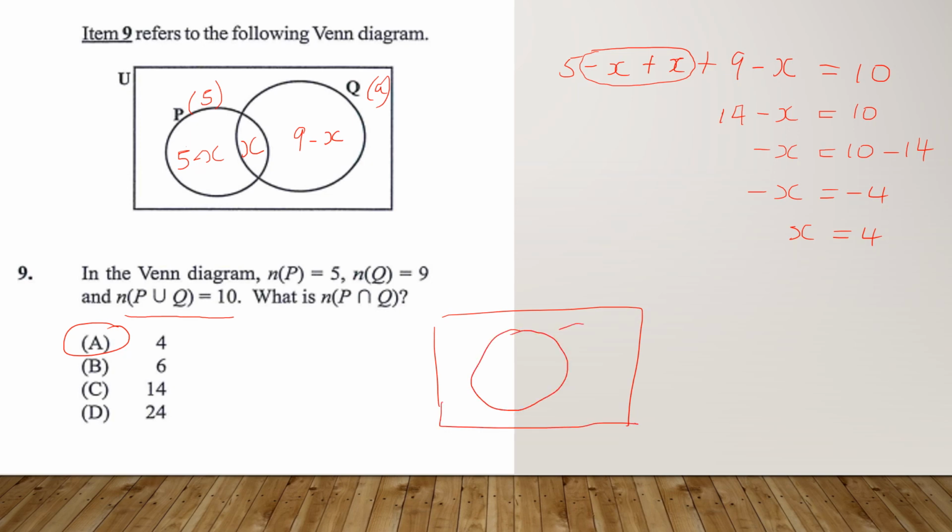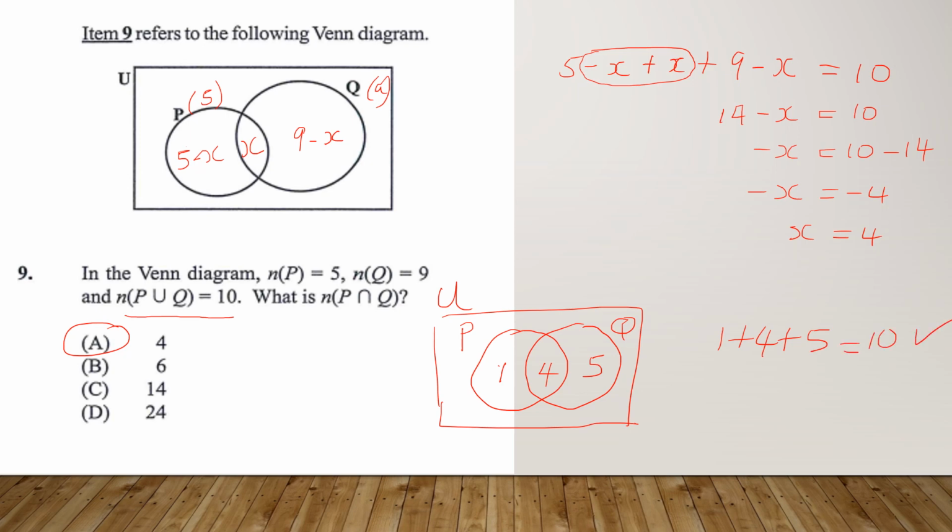So if we replace the value, now x is 4. So 4 from 9 is 5, and 4 from 5 is 1. That's P and Q. The universe is set. If we add, we are going to get 10. So 1 plus 4 plus 5 is going to give us 10.